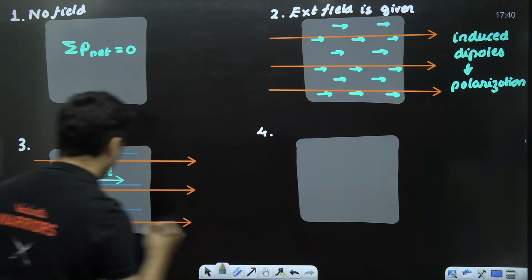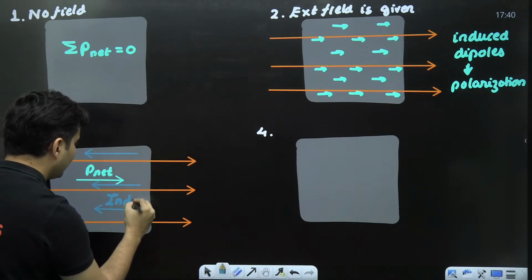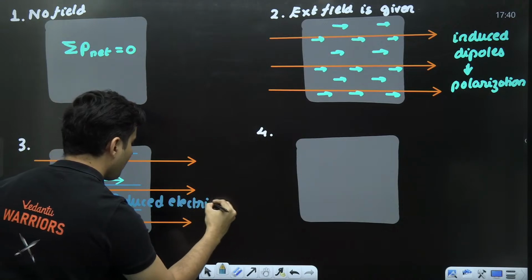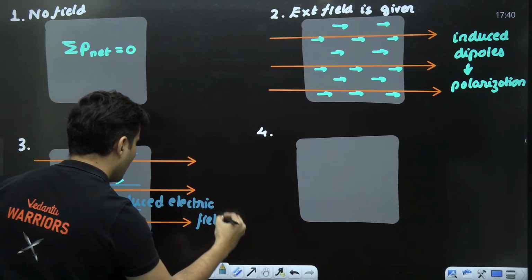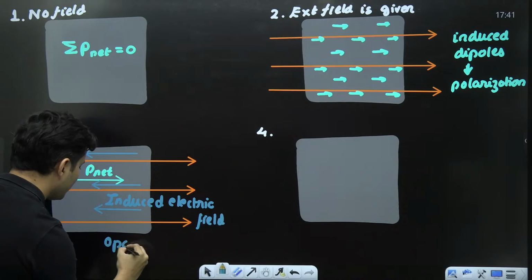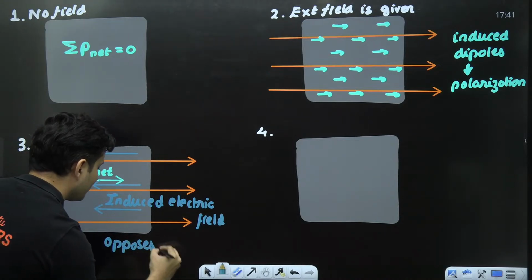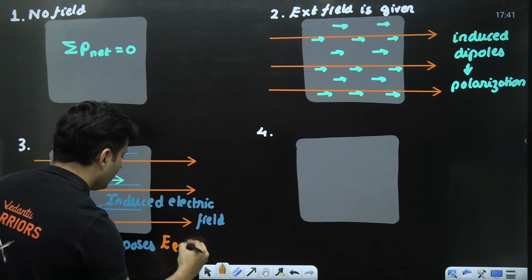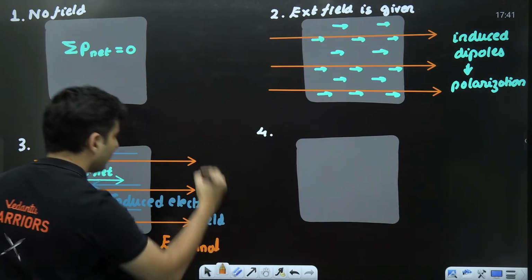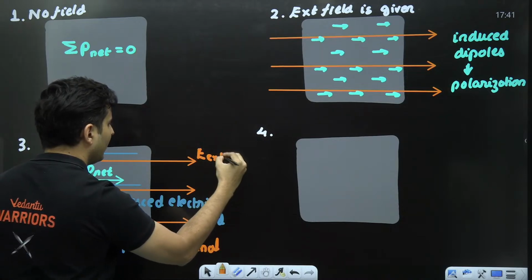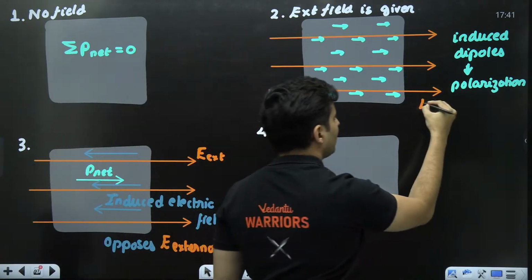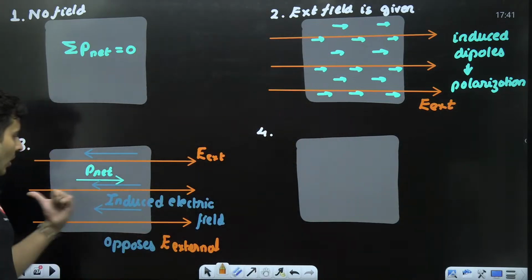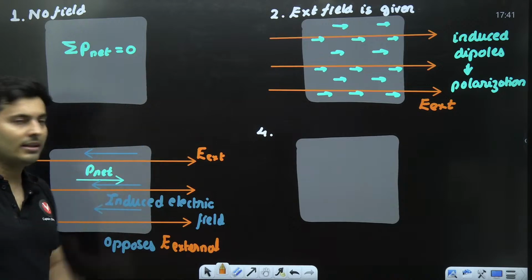This will then be called the induced electric field. And it opposes, what does it oppose? The external field. The external electric field. This was your external electric field. Everybody agrees till this point? It is opposing the external electric field.